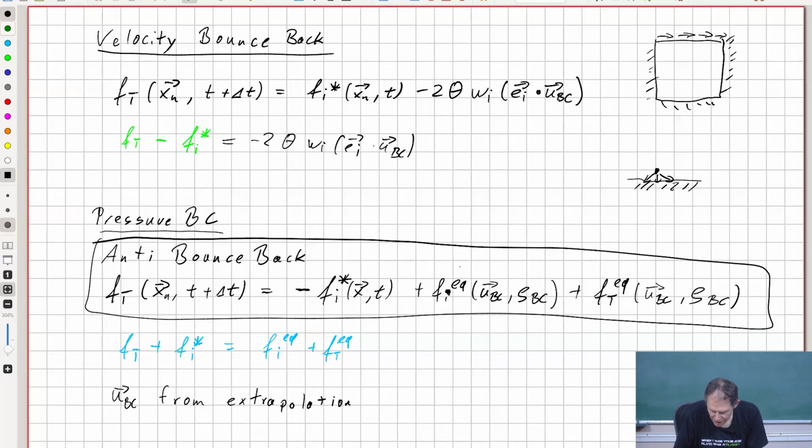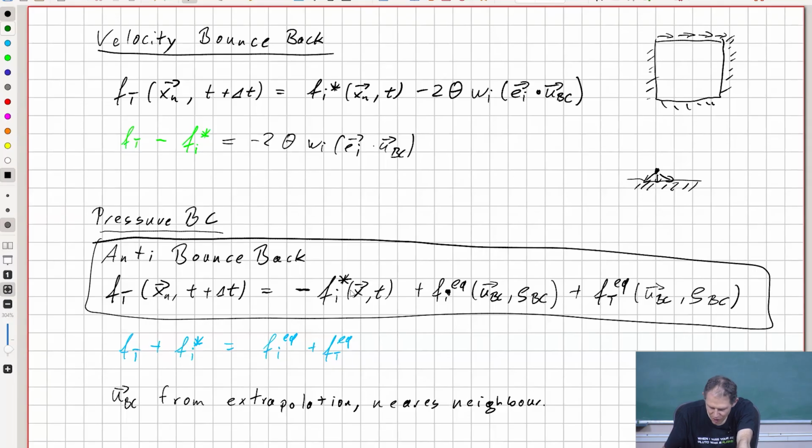So this is often done by just taking the nearest neighbor, the node next to the outlet, taking the next node from the outlet and setting the velocity to this value. Okay. Now we have velocity boundary conditions and we have pressure boundary conditions.